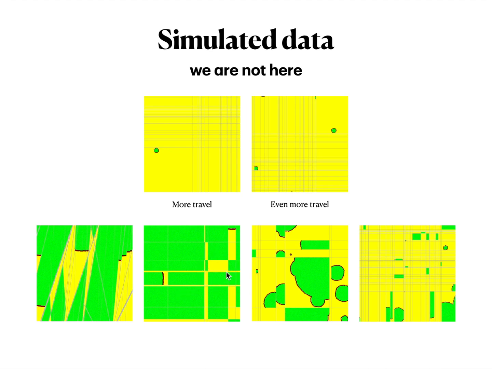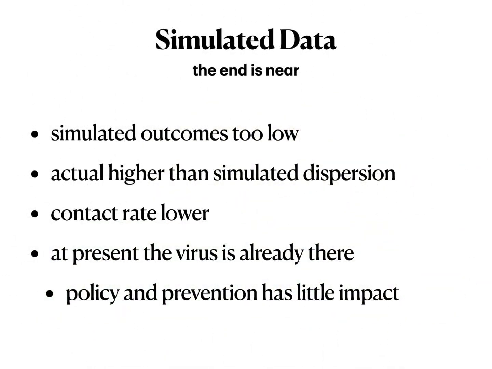So if I look at the simulated versus the actual data, this is what's happening. Most, if not all, of these simulated outcomes were too low. They were lower than the actual data. So it seems to me that the actual dispersion of the pandemic is much higher than what I could simulate.